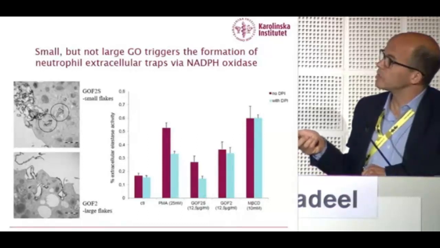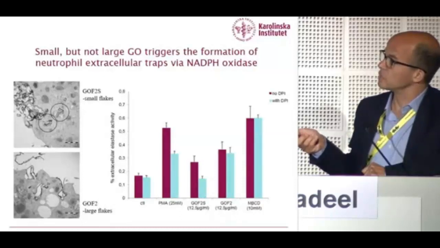Now, what we find is that for the large graphene oxide flakes, the NADPH oxidase inhibitor has no effect, whereas for the small graphene oxide flakes, there is an inhibition. So there is a difference between large and small flakes.